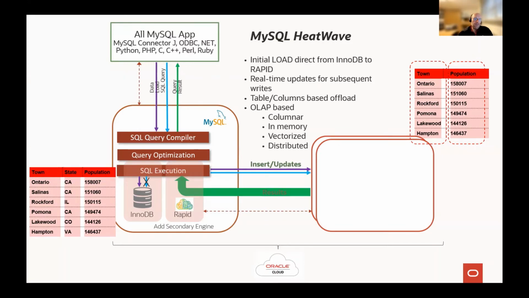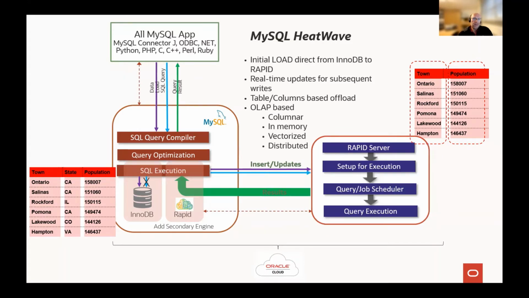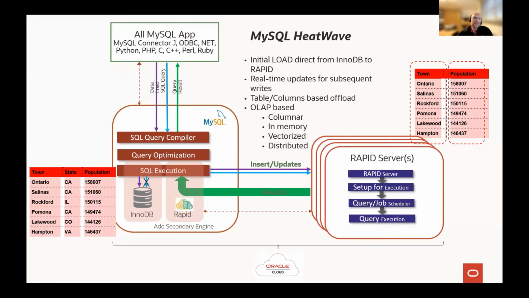Now, I said in memory, right? In case that you're running out of memory, one instance of MySQL HeatWave can address about 400 to 500 gigabytes of data. You can add as many servers as you want to. I think officially we say 16 at the moment, but on the next slide, you will see that we probably can address even more. So this is the basic technology behind HeatWave.